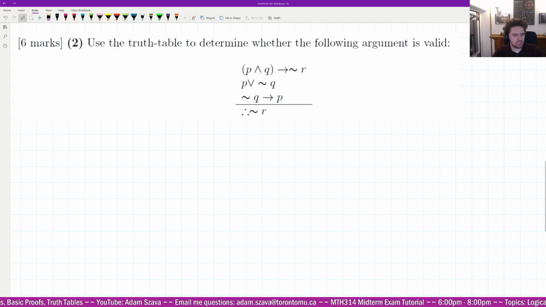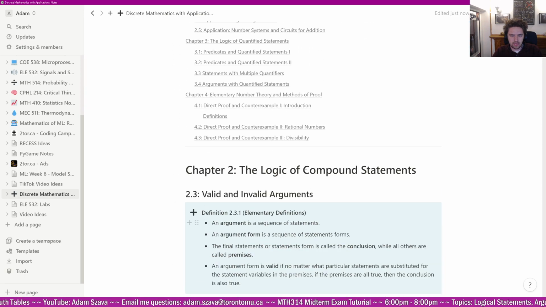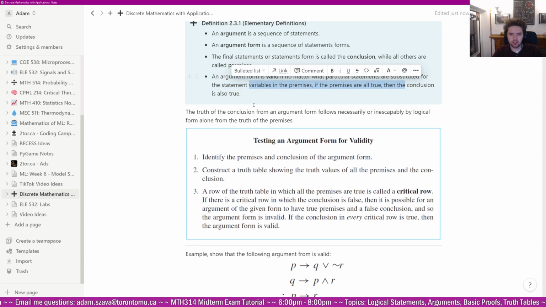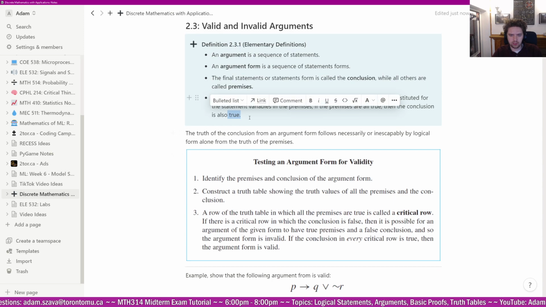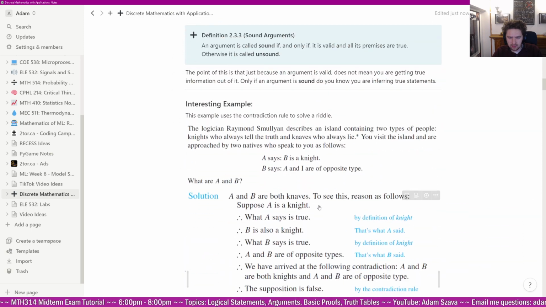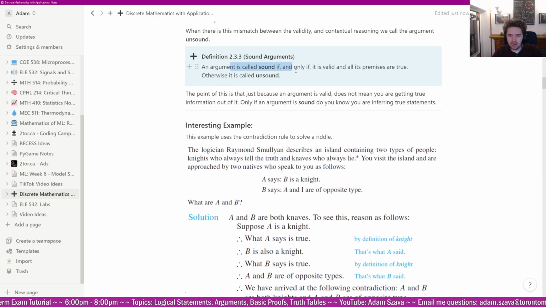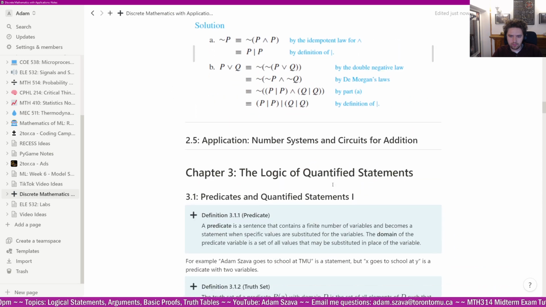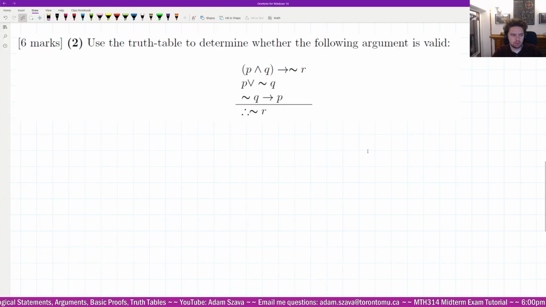Am I using the right words there? I know valid and consistent are slightly different. Let's just check that I'm saying the right thing. An argument is valid if no matter what particular statements are substituted in, if the premises are all true, the conclusion is also true. So yeah, that's what I'm saying, so I'm not saying anything wrong. Sound means an argument is valid and all its premises are true. I don't remember what consistent means again, but anyways, it doesn't matter. To determine if it's valid, I think it's when it makes sense. Absolutely. Hopefully in all of discrete math it's true when it makes sense.